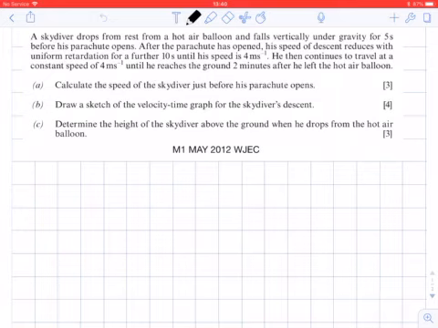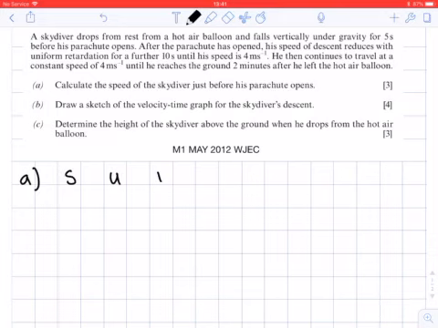As you read the question, he drops for 5 seconds, the parachute opens, then he descends for another 10 seconds, and then he hits a constant speed of 4 meters per second. And then he reaches the ground 2 minutes after he left the hot air balloon. So part A just asks us, what was the speed of the skydiver before his parachute opens? Well, we have some information we can use from the question.